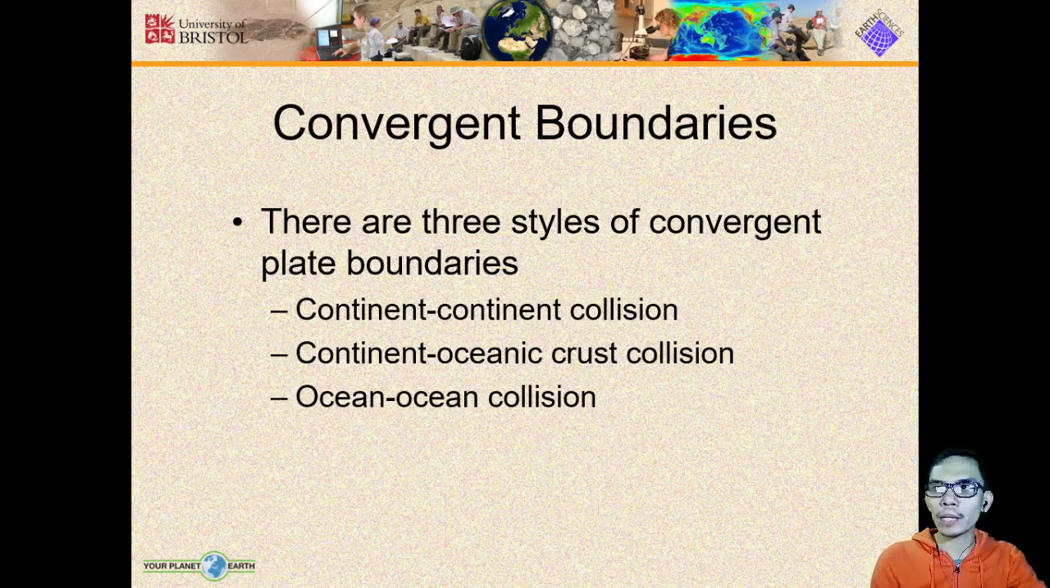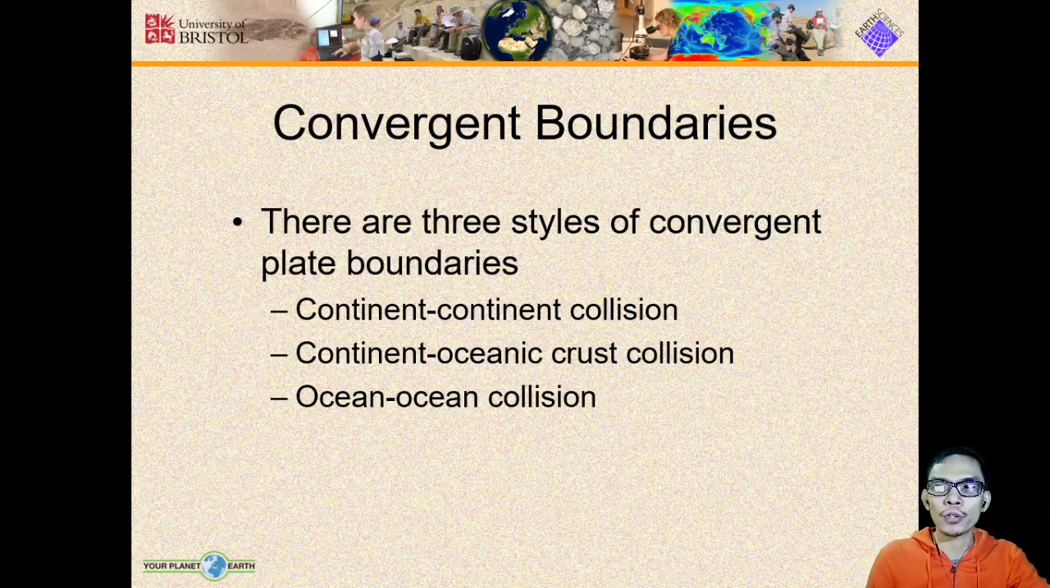So next, we have the convergent plate boundaries. What are these convergent plate boundaries? Convergent plate boundaries are plate boundaries that allow the plates to move towards each other. As they move towards each other, they create different scenarios. We have three styles of convergent plate boundary. One is continent to continent collision. Then the other one is continent-oceanic crust collision.